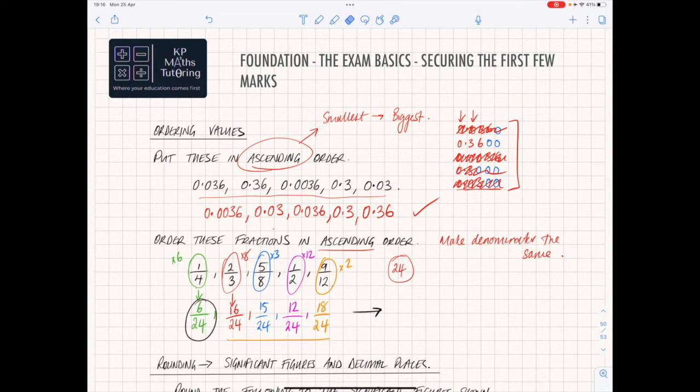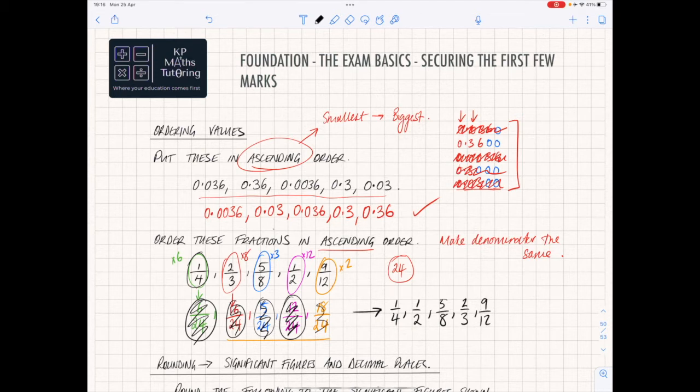But you don't write 6 over 24, what you write is a quarter. So you write that value there. Then cross it off because you dealt with it. Next one, next smallest, well I've got 16, 15, 12 and 18. So 12 over 24 is the next smallest one, which was a half. So I cross that off. Next one, I'm going up. So 15 over 24, which is 5 over 8. Cross it off. Next one, 16 over 24, which is 2/3. And then the last one, 18 over 24, which is 9 over 12.